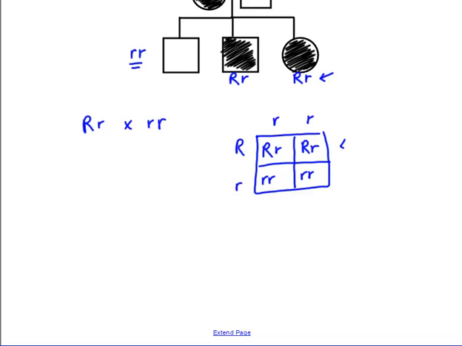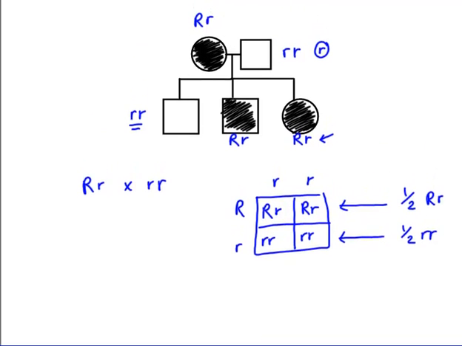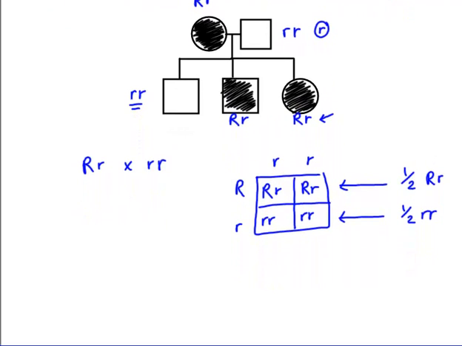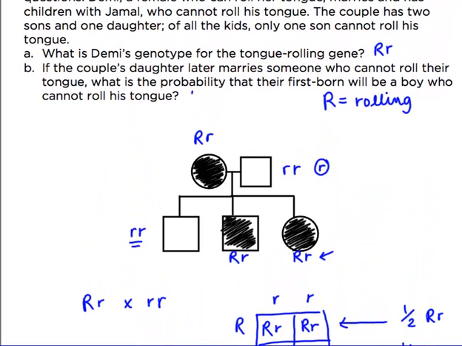So there is a half chance that the offspring will be able to roll their tongue because they're big R, little r, and a half chance that they won't be able to roll their tongue because they're homozygous recessive. But the question also asks, what is the probability that it will be a boy who cannot roll his tongue? The probability of being a boy is 1/2, and the probability of not being able to roll your tongue is 1/2 again. So therefore the total probability is 1/4. So that's the answer right here.